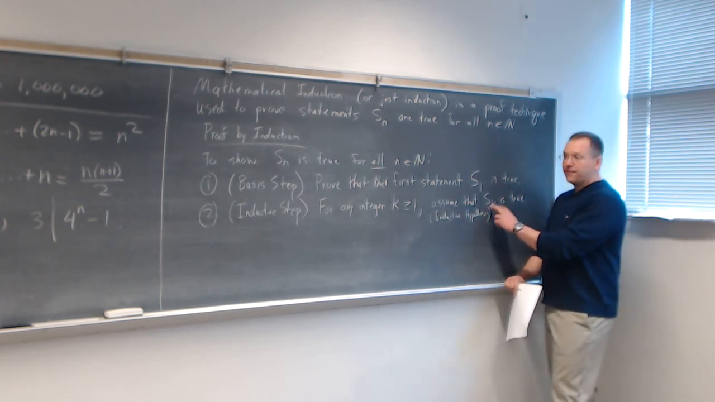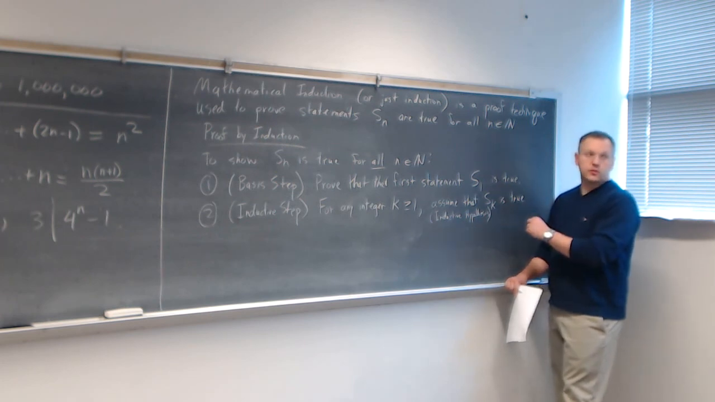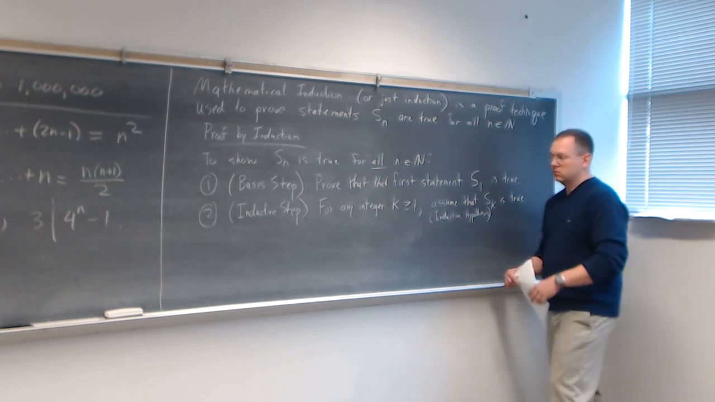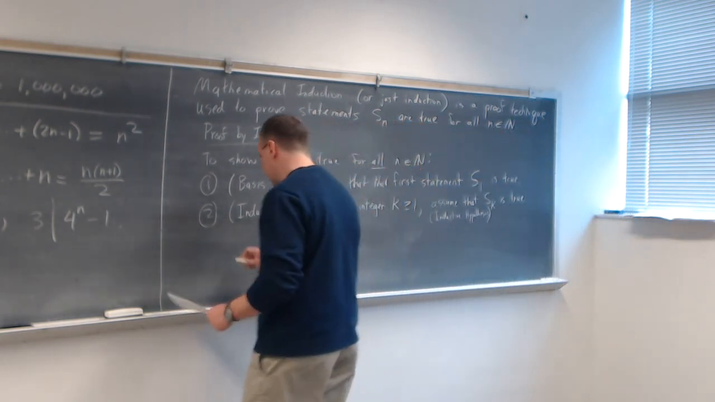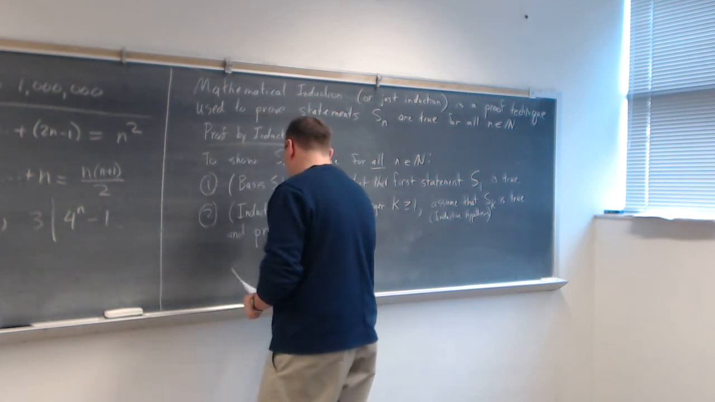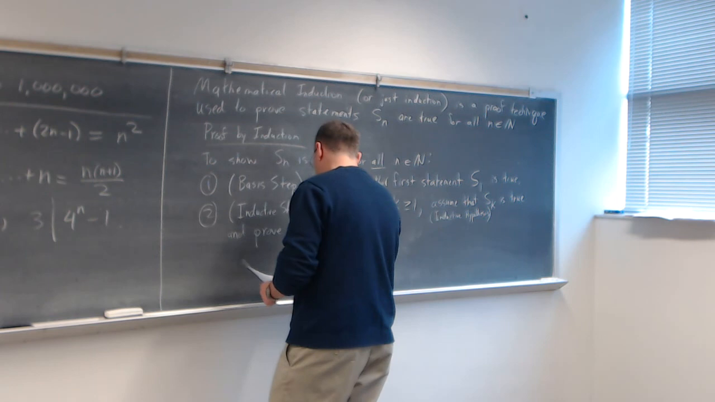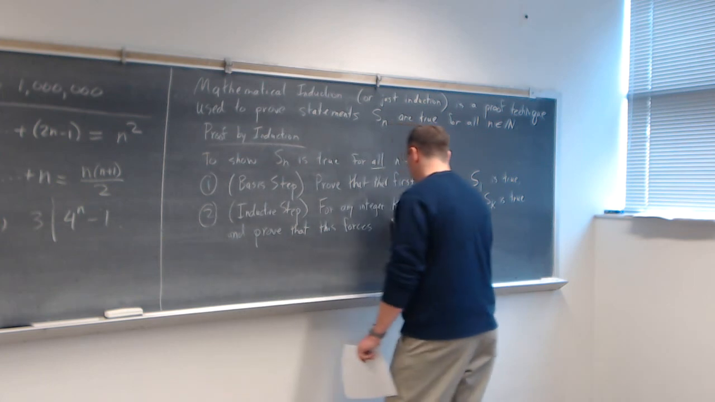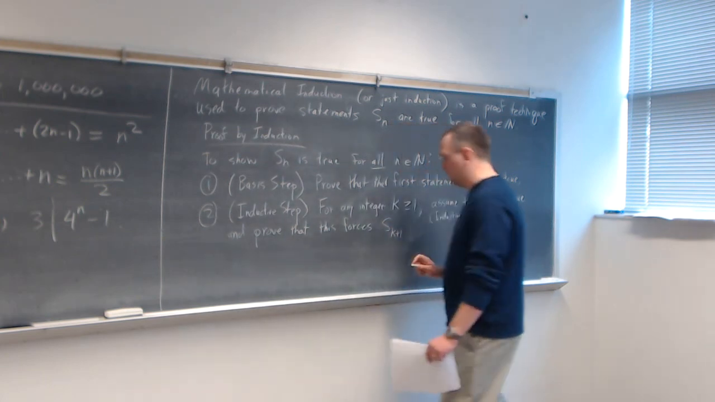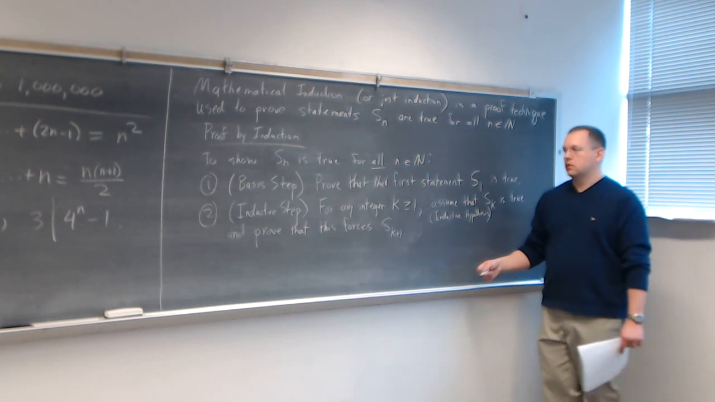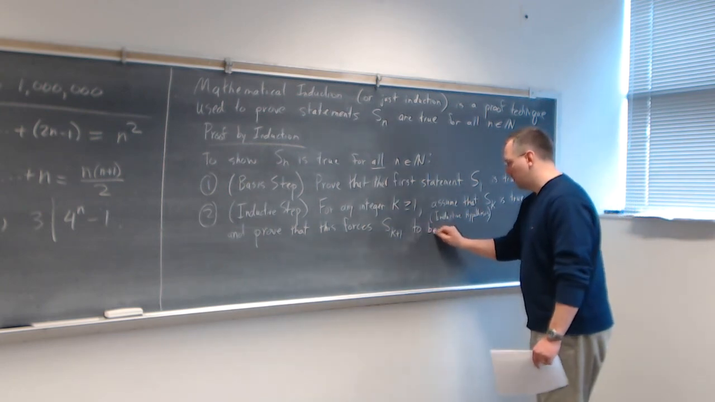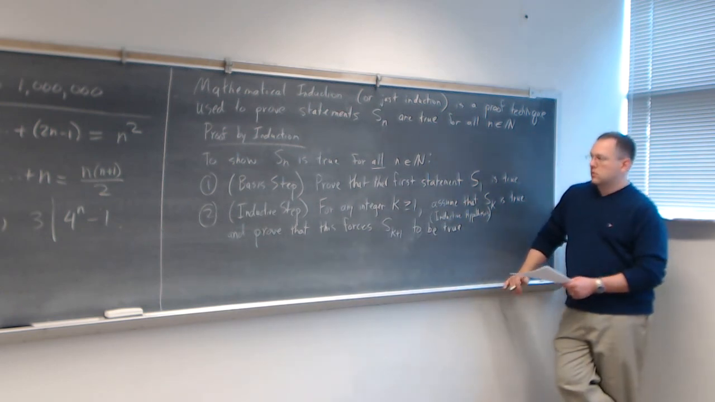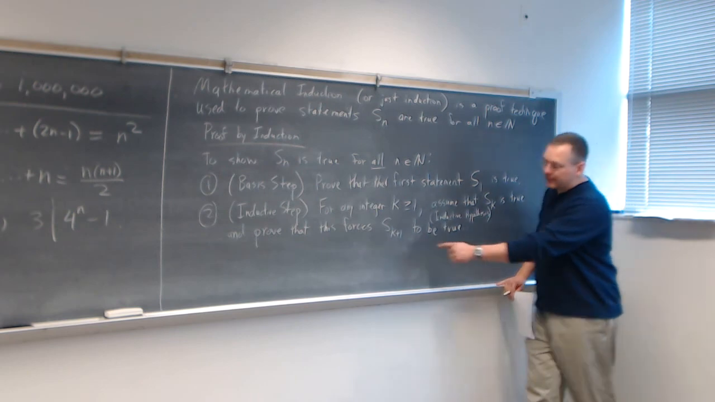and then we're going to show that that forces the next statement to be true. The next statement would be S sub k plus 1, the next case. Okay? So we're going to assume that Sk is true and prove that this forces S sub k plus 1, the next case, to be true as well. Okay? So we're going to assume Sk is true and show that that forces S sub k plus 1 to be true.